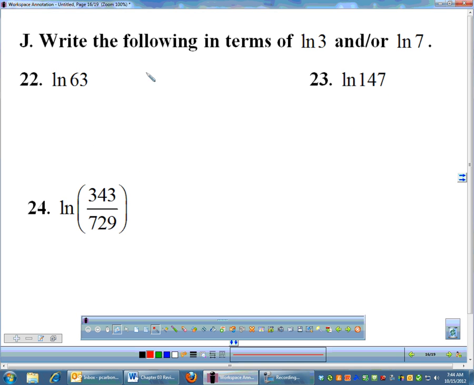All right, so write the following in terms of ln 3 and or ln of 7. Now, this is an application of that expanding and condensing logs, where my challenge is to write these numbers, 63, 147, and 343 over 729, as only 3s and 7s.